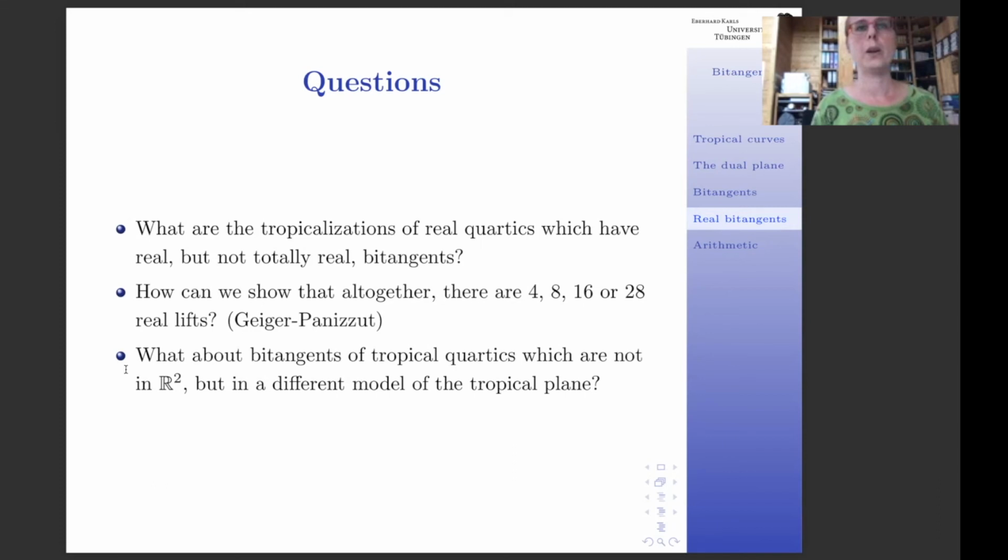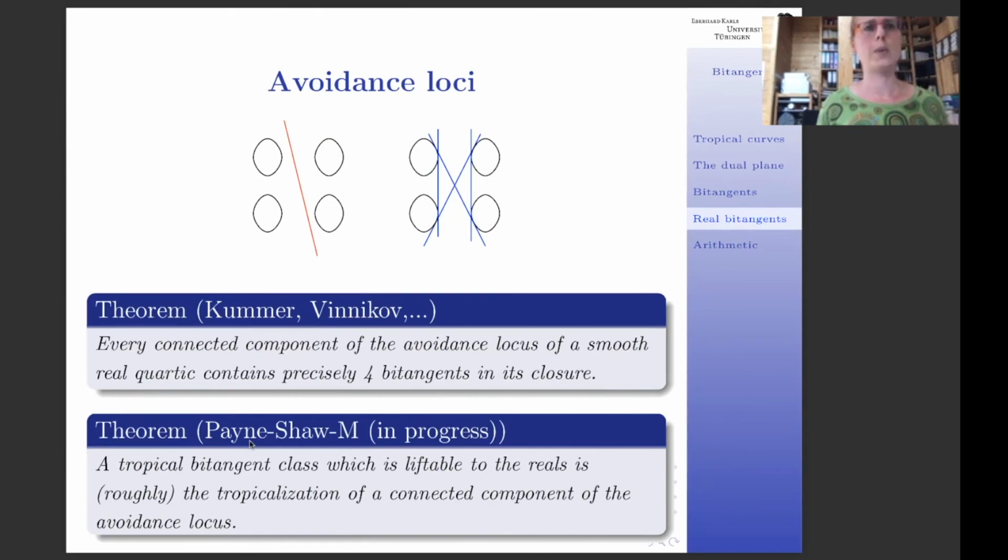Okay. And the last question, which is maybe more interesting for those of you who are familiar with tropical geometry already, you might have seen tropical curves not only in the plane, but also in different models of the tropical planes. And what about bitangents of those? These are out of reach of the current methods these days. So we don't know anything about such tropical quartics and their bitangents. So there's still a lot to be discussed and a lot to be found out.